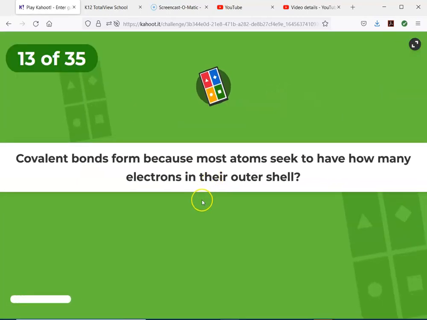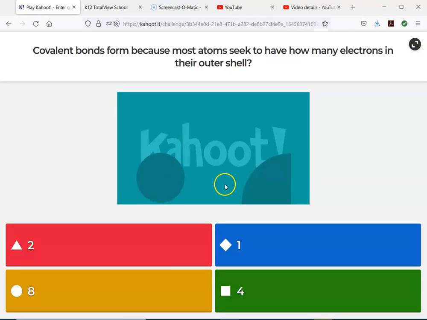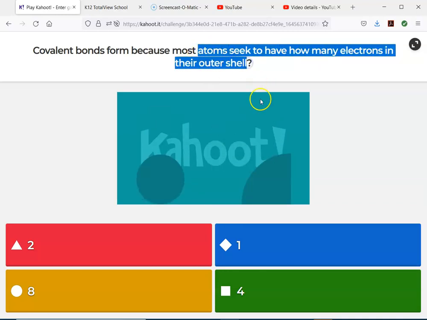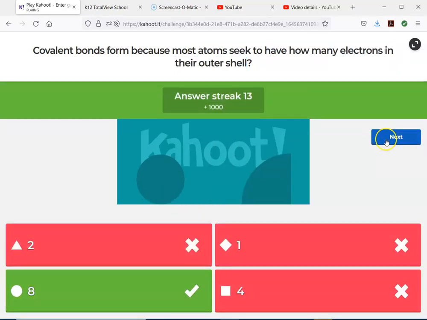Number 13, covalent bonds form because most atoms seek to have how many electrons in their outer shell? The real question is, how many electrons in the outer shell? Atoms seek to get how many electrons in the outer shell? 2, 1, 4, or 8? Well, you already know that answer. 8, right? 8 is the magic number. There we go. Good job.